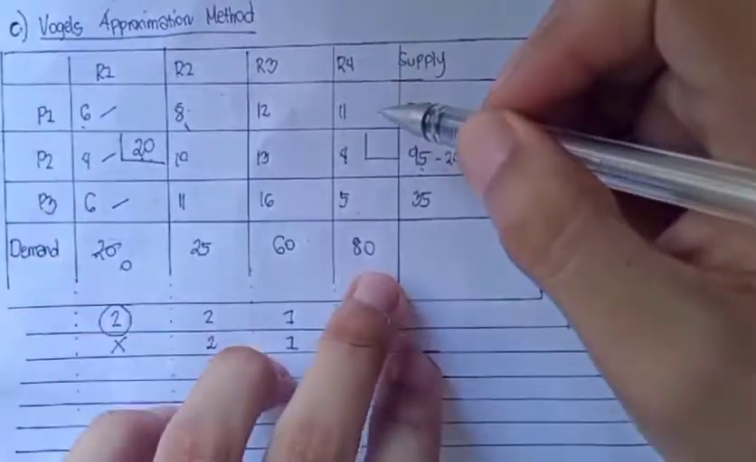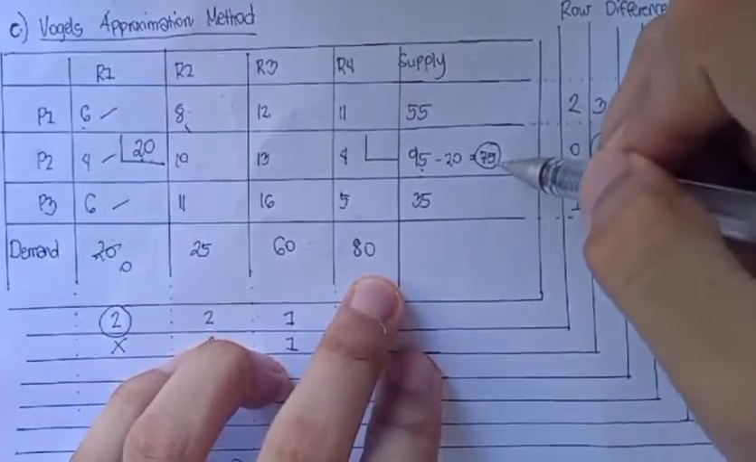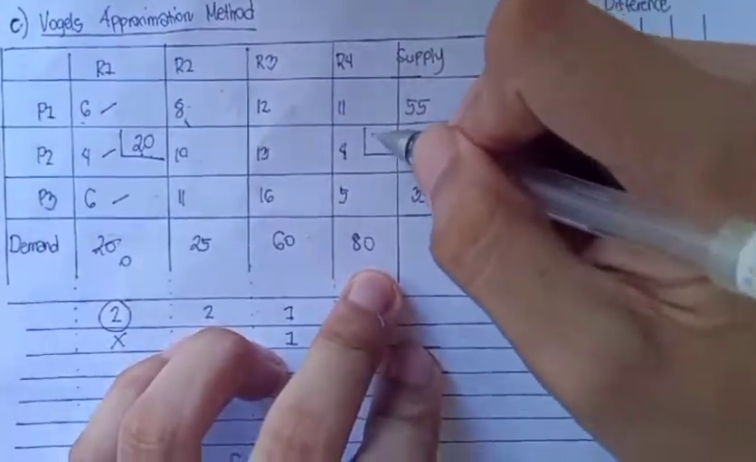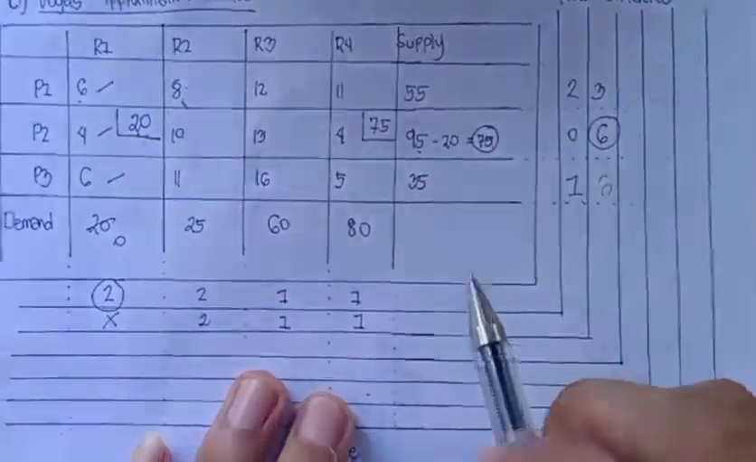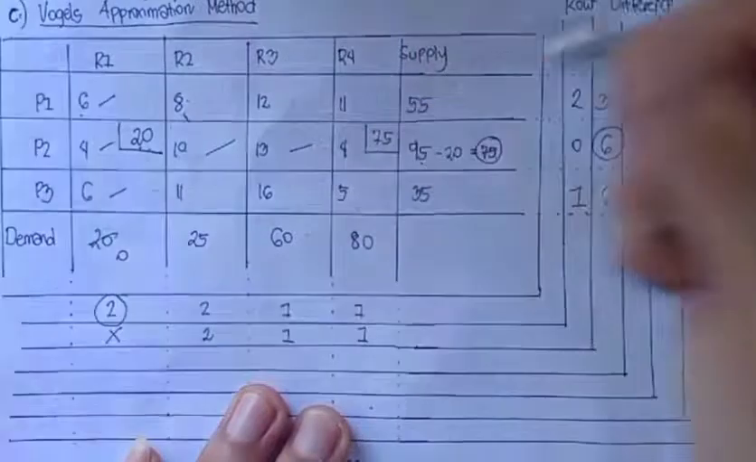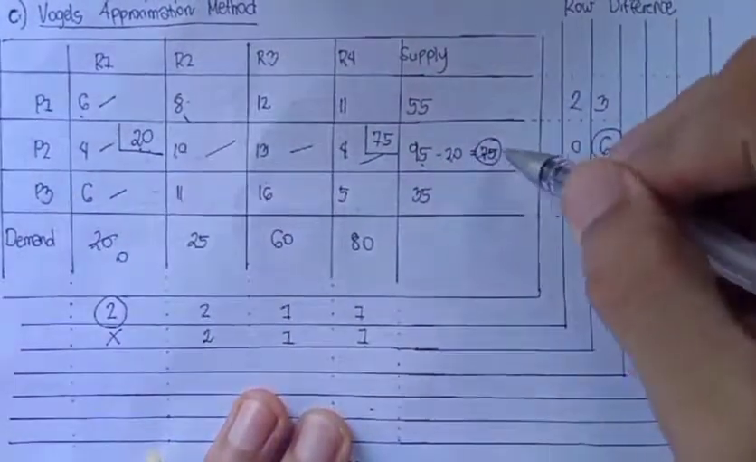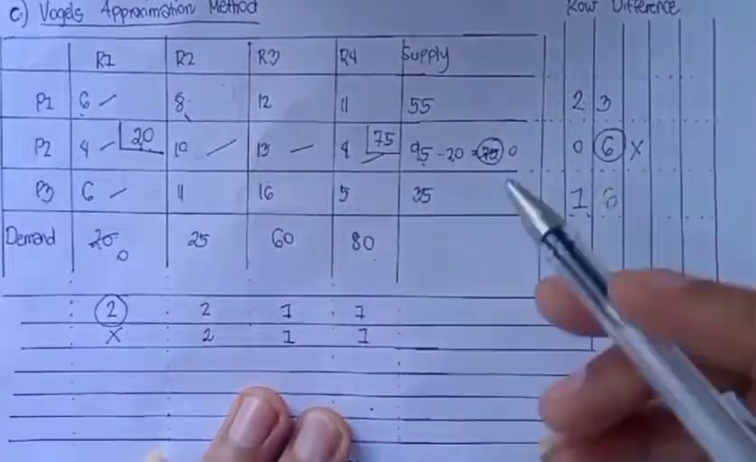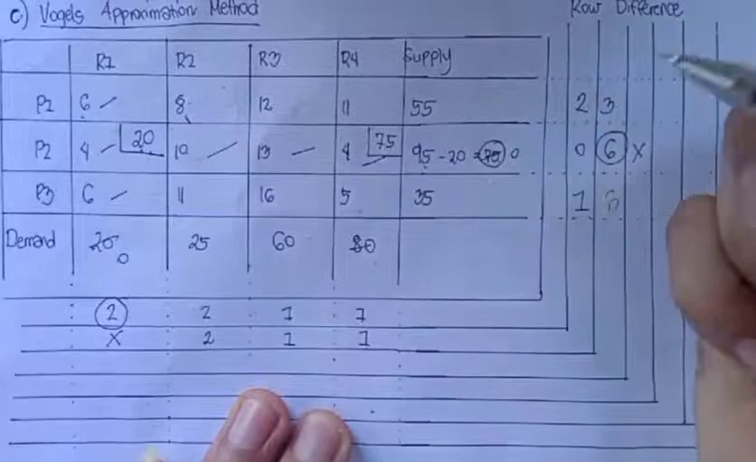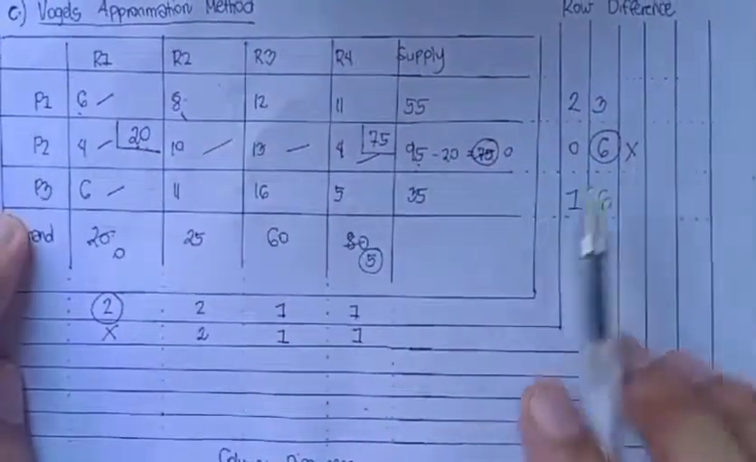In this cell, the demand is 80 and the remaining supply is 75. So we will allocate 75 here in this cell, P2R4. So in this row, the supply is met, so it is cancelled. And we will deduct 75 here in the fourth column. So the remaining demand is 5. Same procedure again.